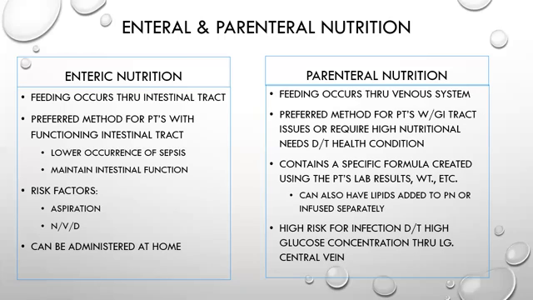So risk factors with enteral nutrition. Aspiration, remember we talked about that. That's where that fluid goes, or feeding or whatever goes into the lungs. That's a big risk factor for these, and that's why it's so important to check placement. Okay, and then NVD, nausea, vomiting, diarrhea. Okay, and these enteric nutritions can be administered at home.